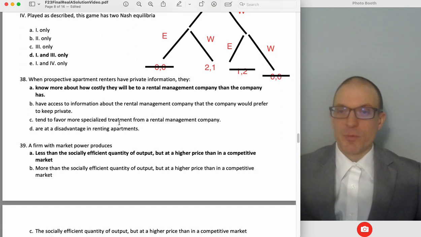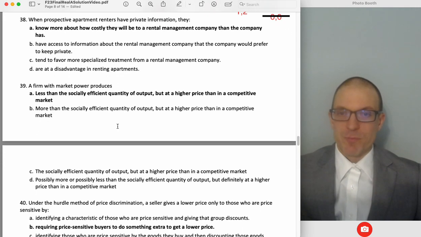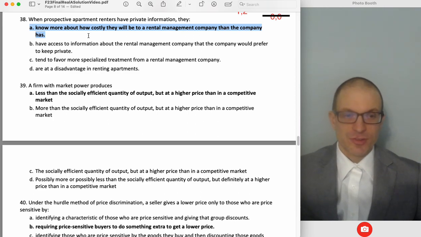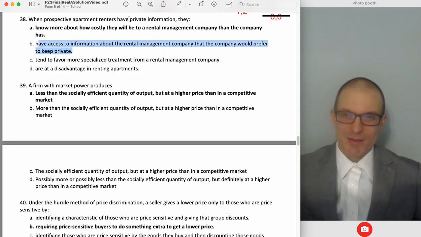All right, so when prospective apartment renters have private information, they know more about how costly they're going to be to the rental management company than the company has. This is adverse selection. Do buyers have access to information about the rental management company the company would prefer to keep private? No. I mean, we're using private information in the sense of asymmetric information, right? And so this option is not an economic sense of interpreting private information.